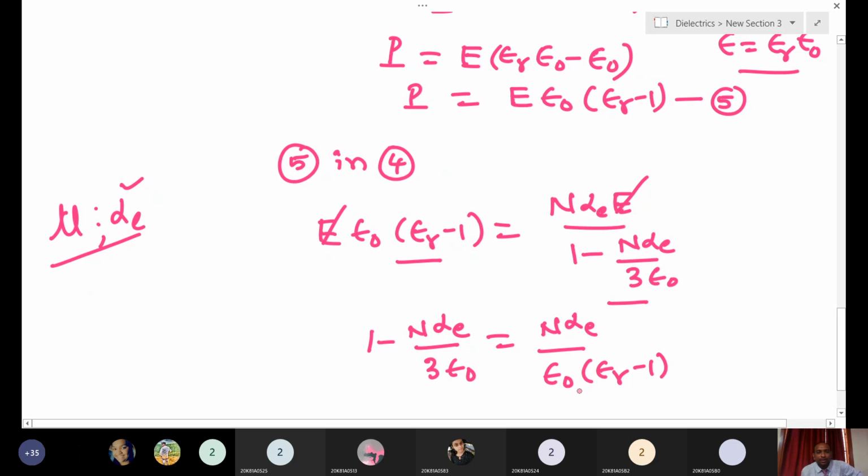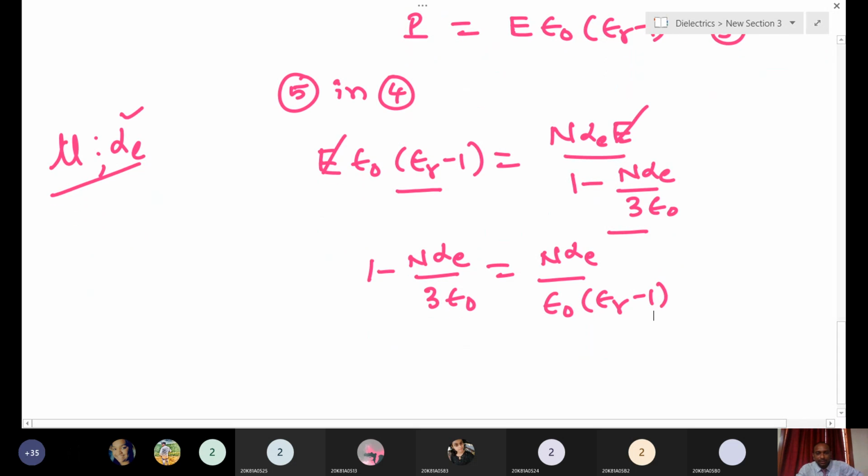Now I rewrite this expression like this. This term I bring to the left hand side and this term I bring to the right hand side. Okay, so after that you keep one on the left hand side and bring the remaining to the right hand side.